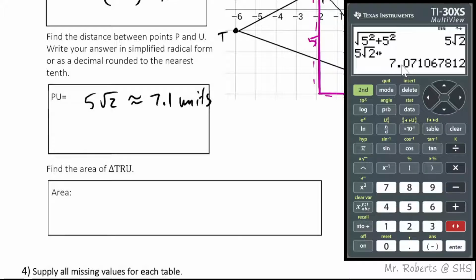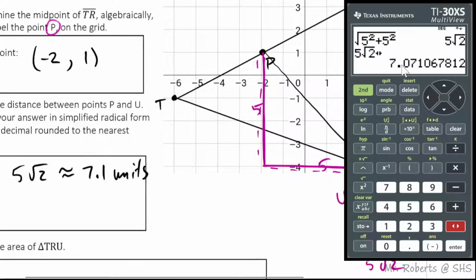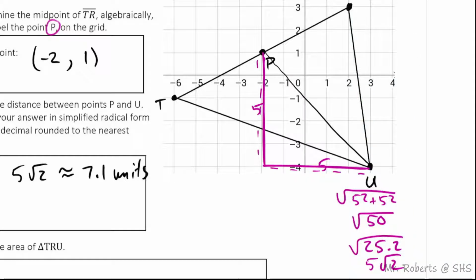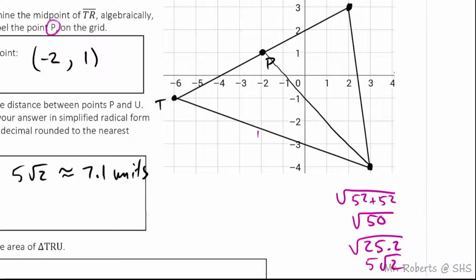All right, and the last thing here, it says find the area of triangle true. This is not trivial. It's not ridiculously hard, but it's a bit of a challenge. So if we're going to find the area of this triangle, I think a good strategy is to think about a rectangle that bounds the entire thing, and then we're going to subtract some triangles from it.